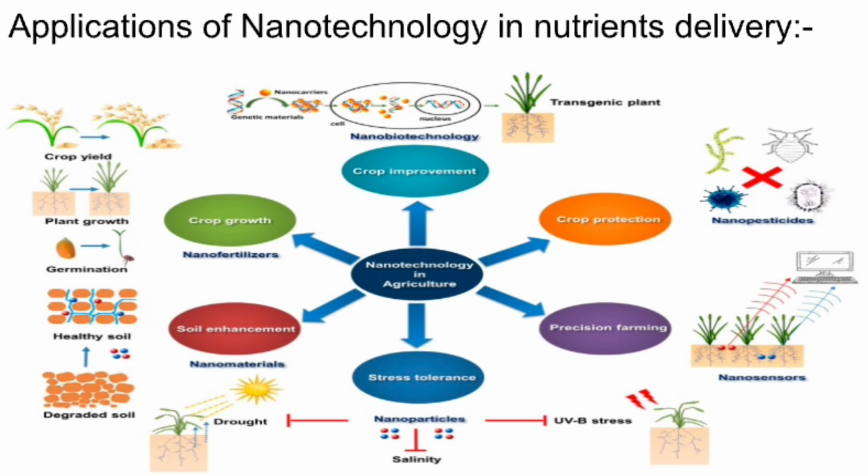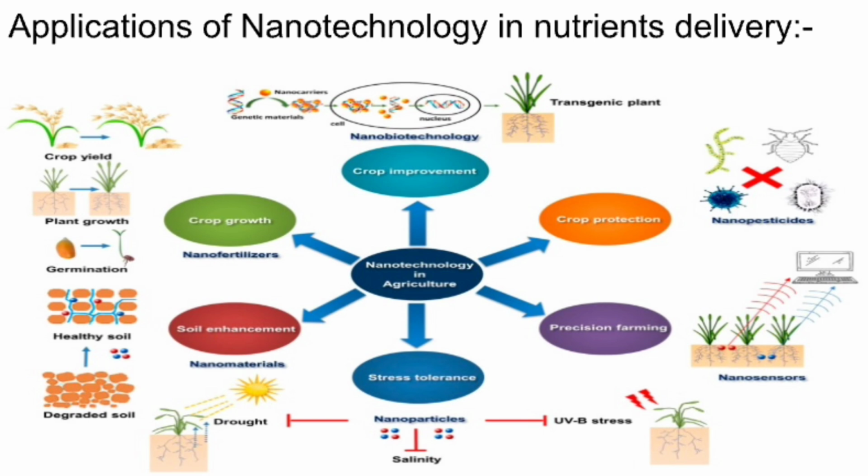Also, it functions in stress tolerance. We know that there are various types of stress which oppose the growth of plants, that is abiotic stress and biotic stress. So nanoparticles also function here to maintain against this stress, such as sun rays, salinity, and UV stress.